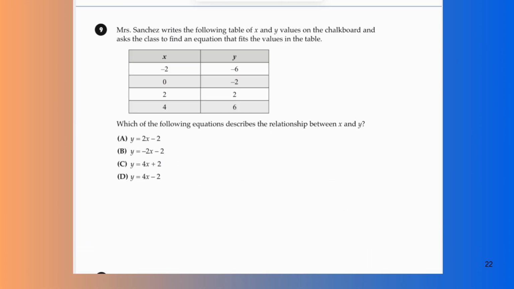Mrs. Sanchez writes the following table of X and Y values on the chalkboard and asks the students to find an equation that fits the values in the table.